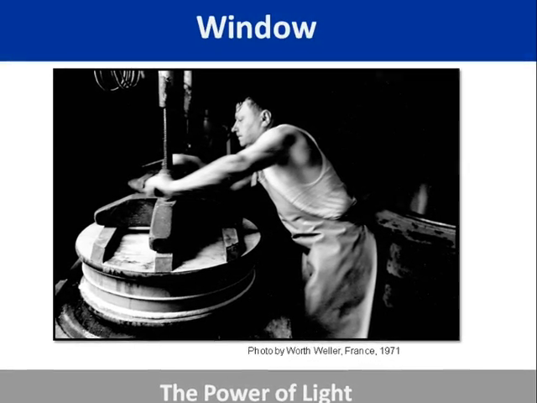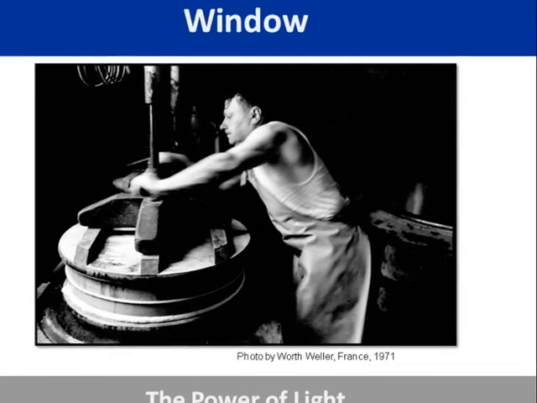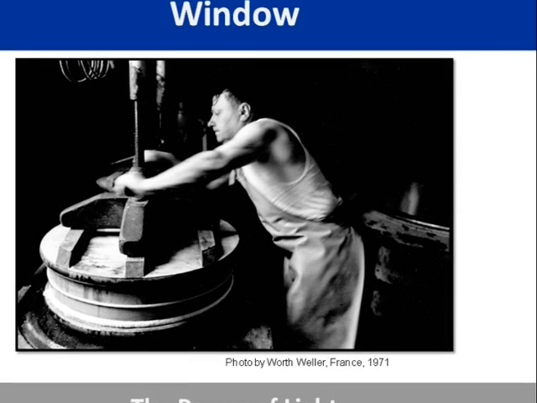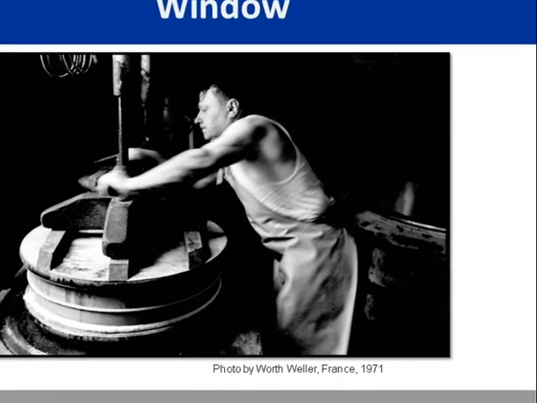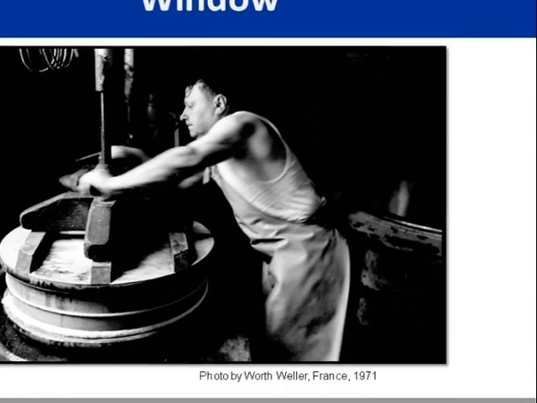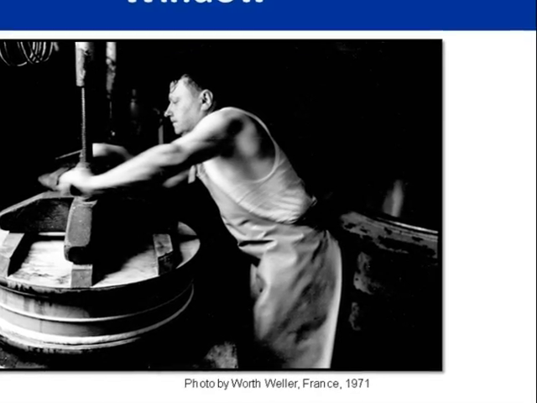This is France. Once again, this is light coming through a door. This is a man making cheese. It's a huge wheel of cheese that he's making. There were no lights in the barn. The light's coming through the door. So once again, it's side lit. Okay, side lighting can be very powerful.